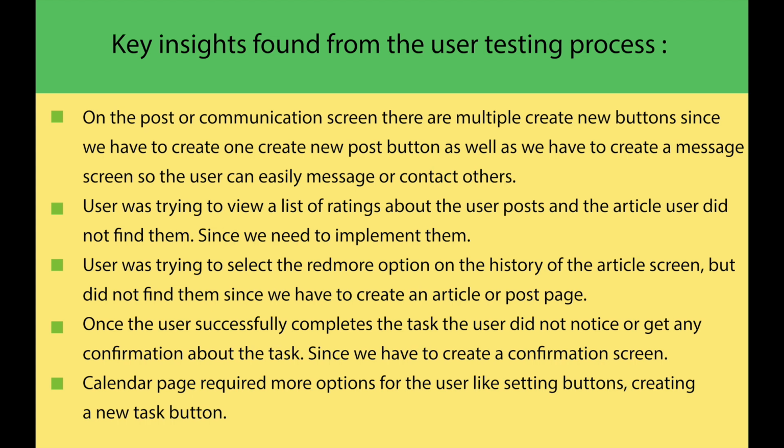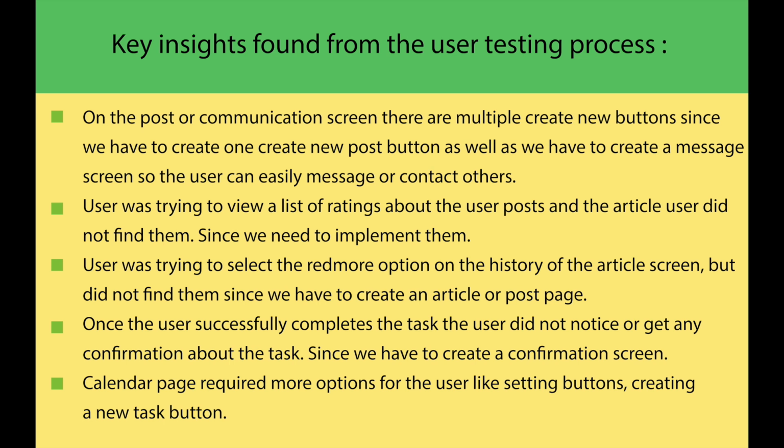The user was trying to select the read more option on the history of the article screen but did not find them, since we have to create an article or a post page separately. Once the user successfully completes the task, the user did not notice or get any confirmation about the task, since we have to create a confirmation screen.